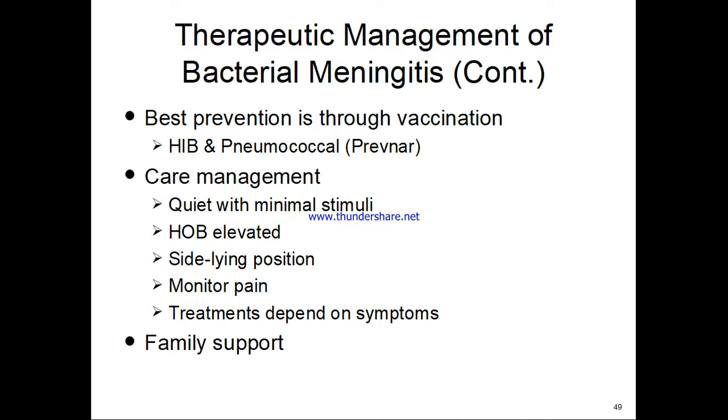The best prevention of bacterial meningitis is through vaccination. So we have the Hib, the Haemophilus influenzae B, and now the pneumococcal vaccine Prevnar, because Strep pneumoniae is a common agent. We're going to keep a quiet care environment with minimal stimuli. We're going to keep the head of the bed elevated to keep our intracranial pressure down.